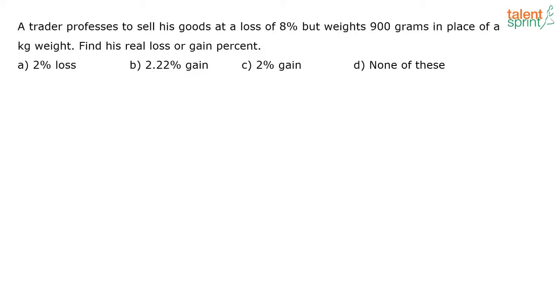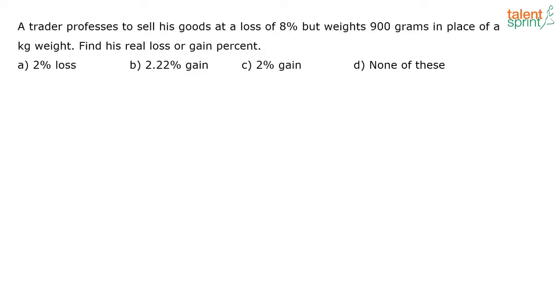A trader professes to sell his goods at a loss of 8%, but weighs 900 gram in place of a kg weight. Find his real loss or gain percentage. See, to solve these questions on dishonest seller, the best way would be to understand the concept first, understand what they are trying to say in the question, put in some values, and then try out the question. Then you will get the answer faster.